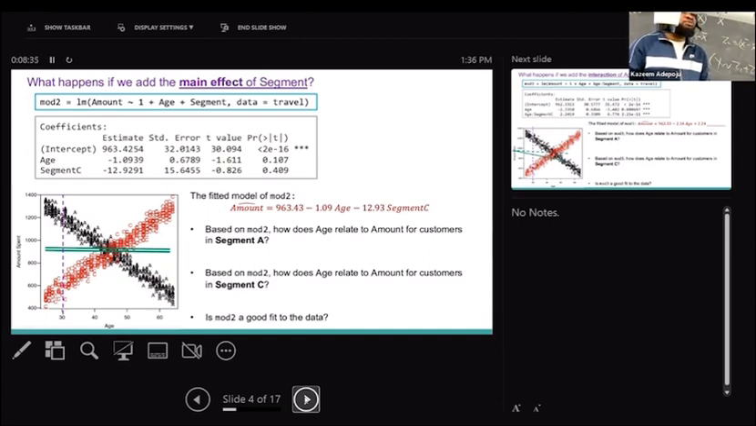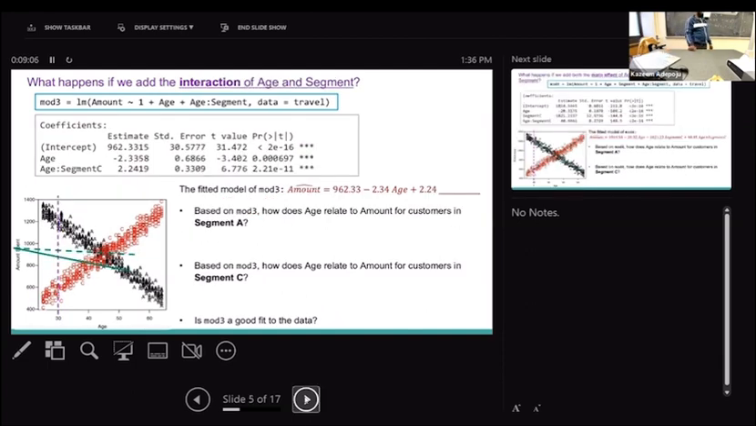So if I want to interpret for H, in interpreting that negative 1.0939, we are adjusting for the effect of segment. Whenever we consider the interaction effect, we are considering it together with the main effect. We have the main effect of H.